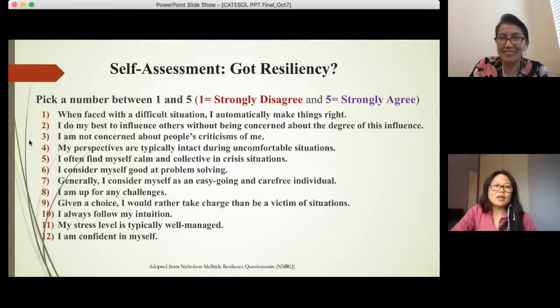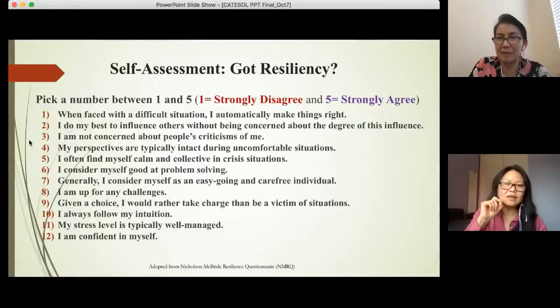When faced with a difficult situation, I automatically make things right. Go ahead and jot down the number that best represents you, remembering that one is strongly disagree and five is strongly agree. Once you have jotted it down, click on the poll, and then jot down your score on a separate sheet of paper.